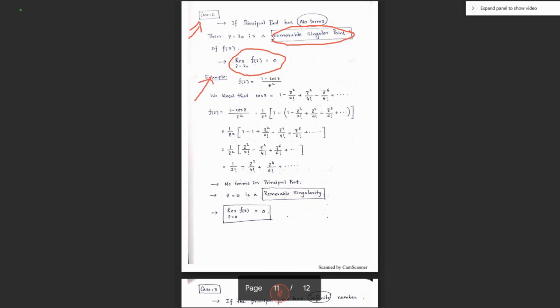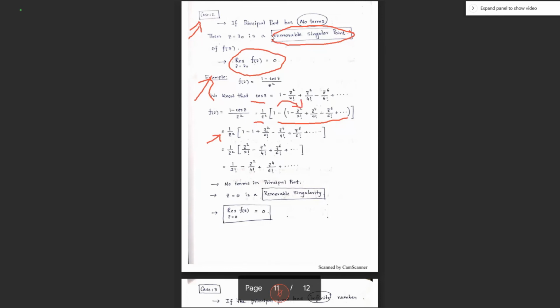Here we see an example again. Here f(z) is given by (1 minus cos z) by z square. We know that cos z can be expanded in an infinite series: 1 minus z square by factorial 2 plus z to the power 4 by factorial 4 minus z to the power 6 by factorial 6, and so on. Now the function is (1 minus cos z) by z square, so I am writing it as 1 by z square into (1 minus the expansion of cos z). Here I am writing it after the multiplication by minus 1.